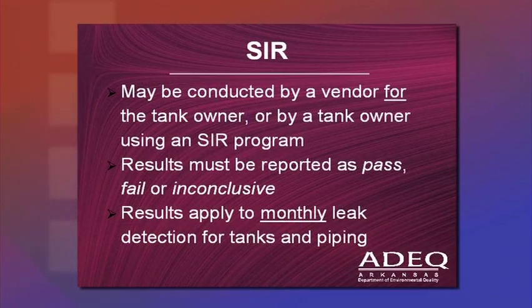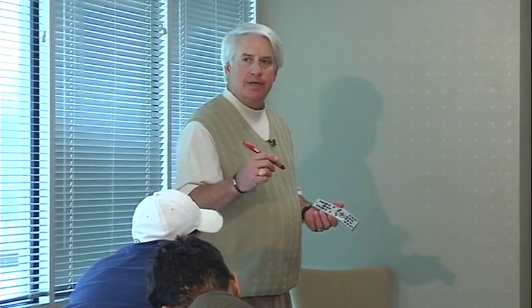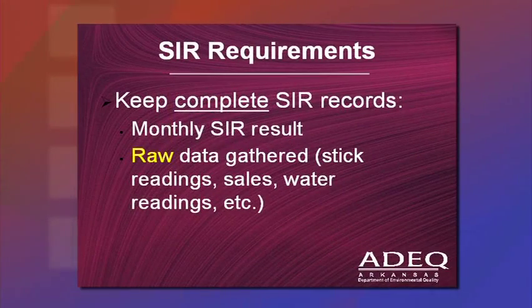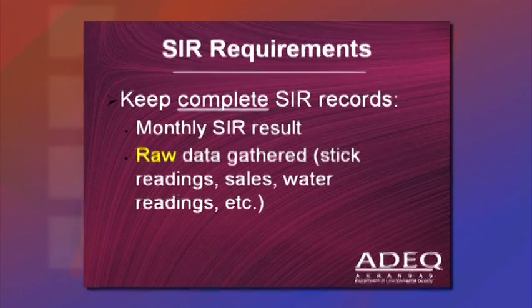In this particular case, your results can be reported as either pass, fail, or inconclusive. And when you're using SIR, this is for release detection, not only for your tanks, but also for piping at the same time. So you've got to keep your complete SIR records, and that includes all the raw data that you added into the computer program that then spit out whether you passed, failed, or had an inconclusive result for that month.